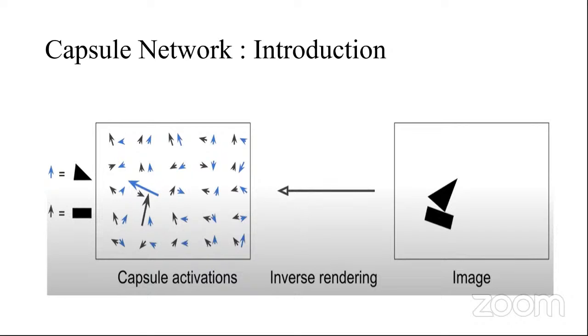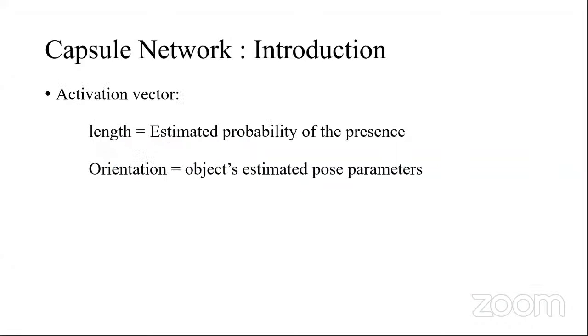The minute arrows mean that the capsules didn't detect anything, but the two arrows are quite long here. It means that the capsules at this particular location found something. So this is the actual image. The empty spaces are represented with tiny arrows, and where the image is actually present, that is represented with large arrows. So the capsules at these locations are very confident that they have found what they are looking for. Here the length of the activation vector is the estimated probability of the presence.